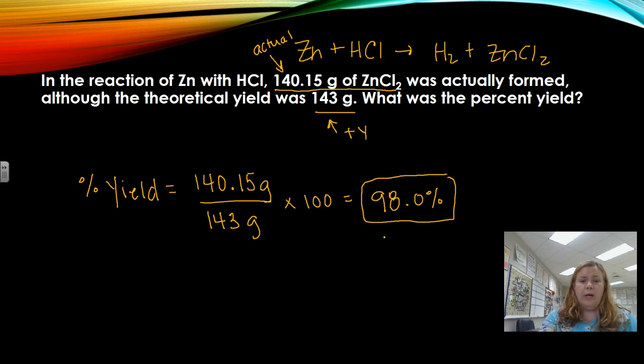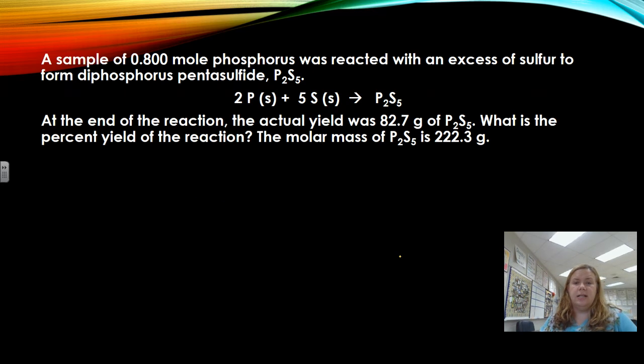So what might have happened to the 2% that's not there? It could have been lost as hydrogen gas somewhere. It could have been that it didn't react fully. It could have been that we had difficulty when we weighed something on the balance. There are lots of things, especially in a high school chemistry lab, where there are some sources of error. Let's take a look at this problem.